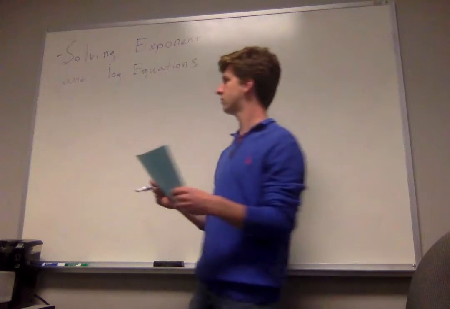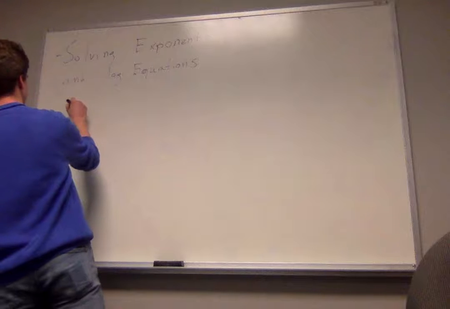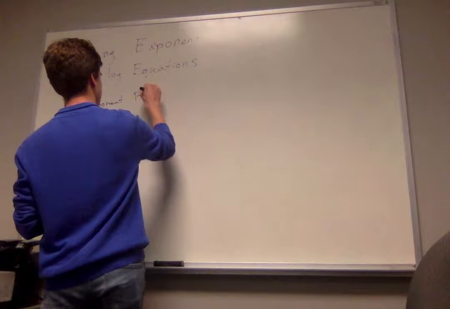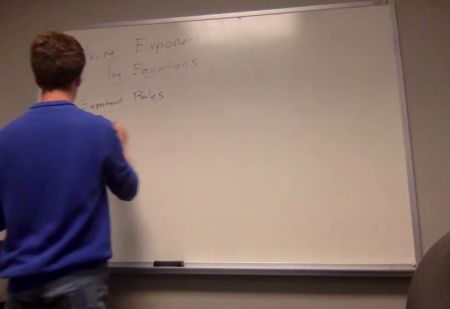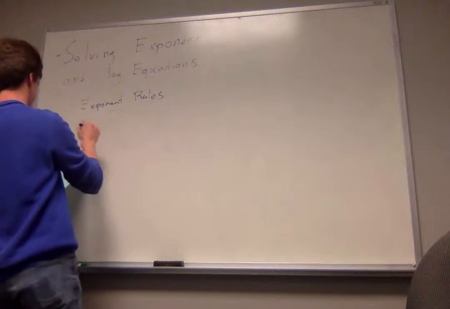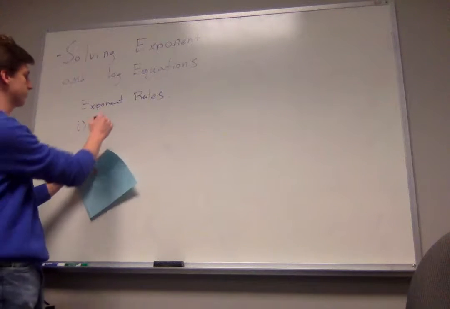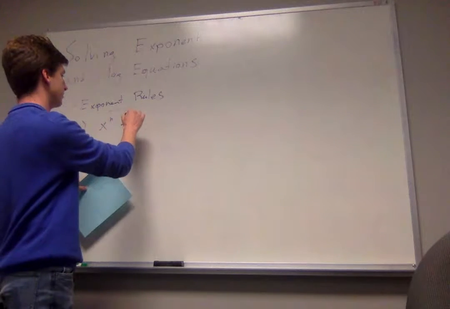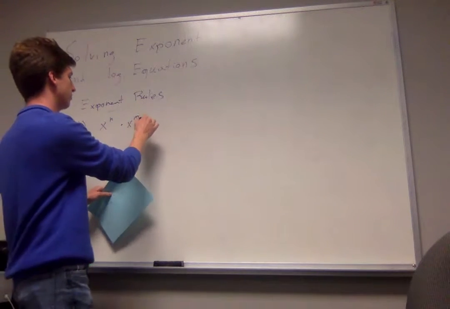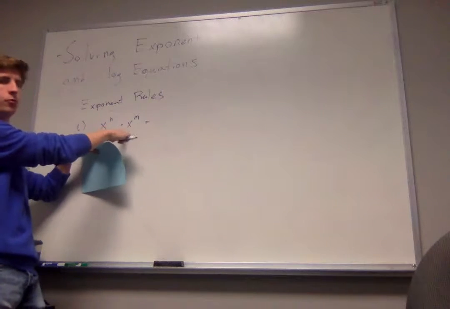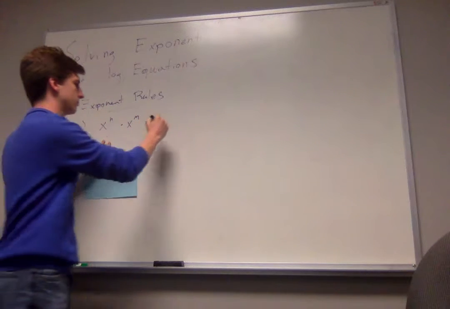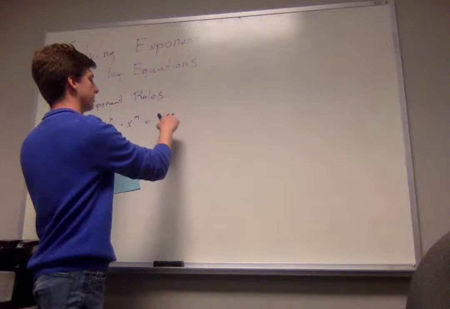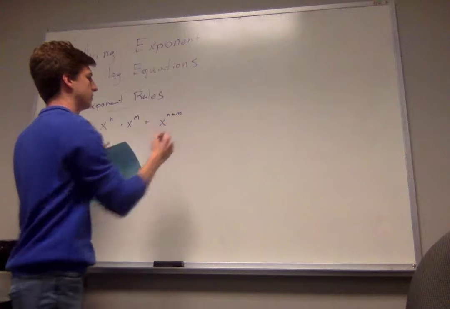To get started, I'll just remind you of what the exponent rules and the logarithmic rules are. First, our exponent rules. The first exponent rule is that if you have x raised to the nth power multiplied times x raised to the mth power, when these are multiplied together, the exponents are added. So this is equal to x raised to the n plus mth power.